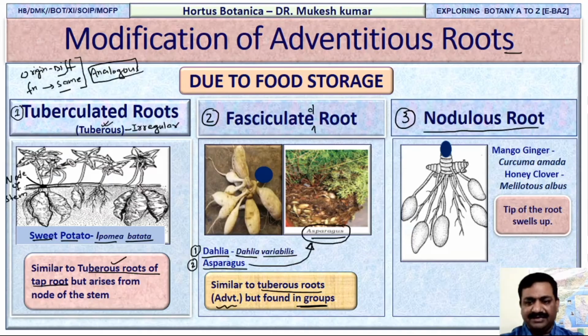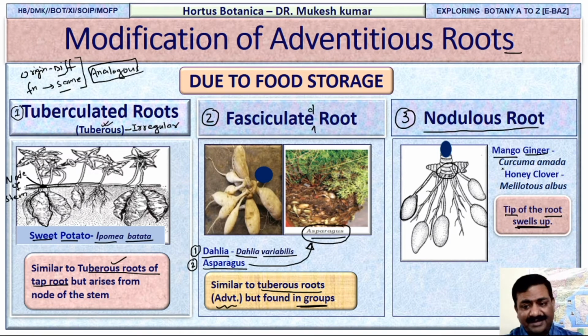Isn't it? See, you find a similar structure here; these are the nodes from where they arise. Earlier it is an elongated cylindrical structure, and at last it swells up due to food storage. So the tip of the root swells up and becomes bulbous. That's why it's called a nodulous root. A very good example is mango ginger. In Hindi we say aam haldi, right?